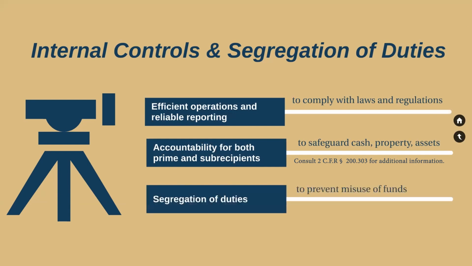In addition, a good system will include adequate segregation of duties. Proper segregation should ensure that no individual can either conceal or misdirect funds within their agency. Recipients must maintain an adequate system of accounting and internal controls and ensure that their subrecipients do the same.